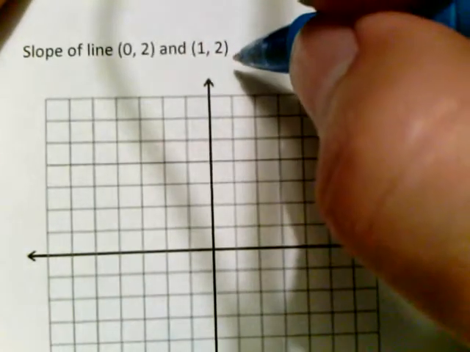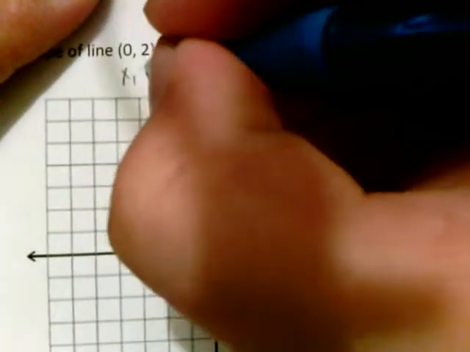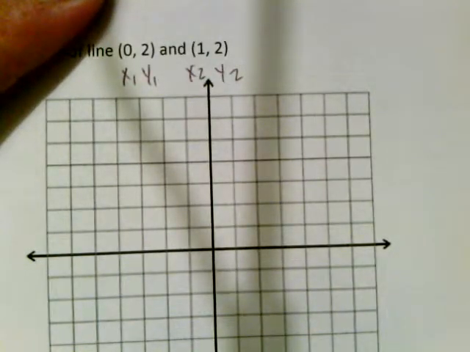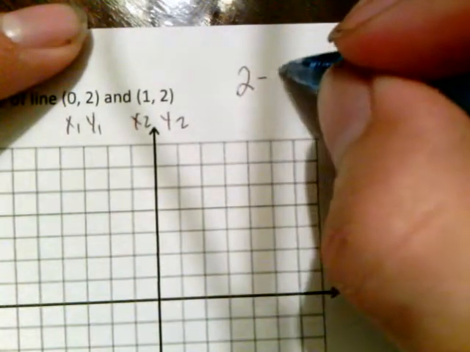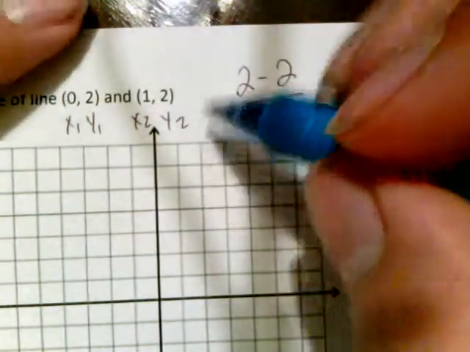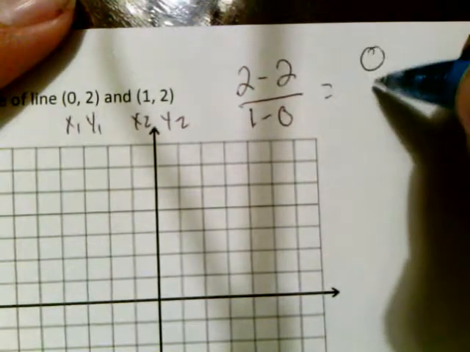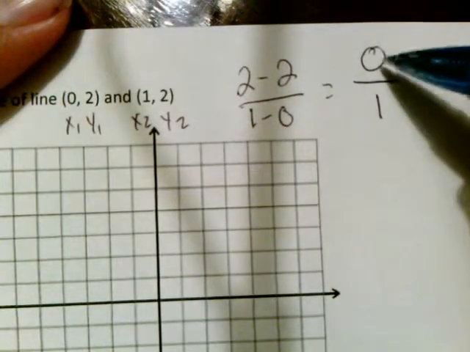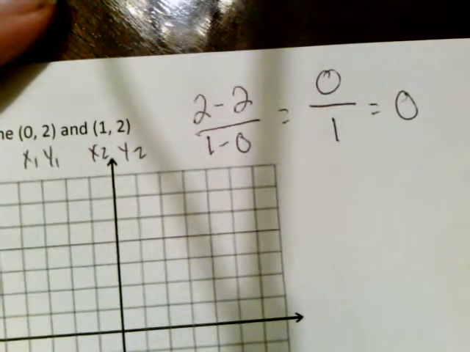Alright, so we've got these. Okay, so we've got our x1, our y1, our x2, our y2. So once again, we're going to do the slope formula. 2 minus 2 over 1 minus 0. Well, 2 minus 2 is 0. 1 minus 0 is 1. So, now we have 0 divided by 1. How many groups of 1 can we take from 0? Well, that's 0.